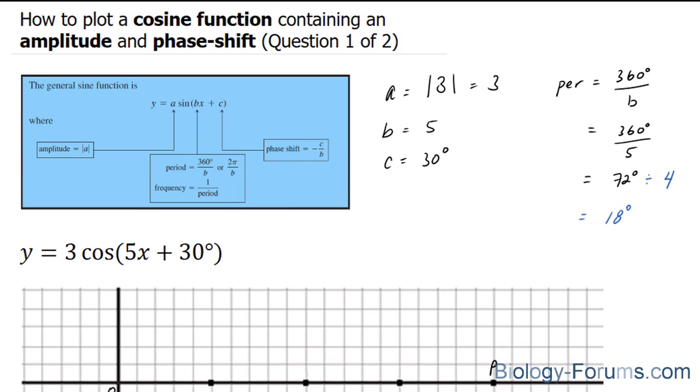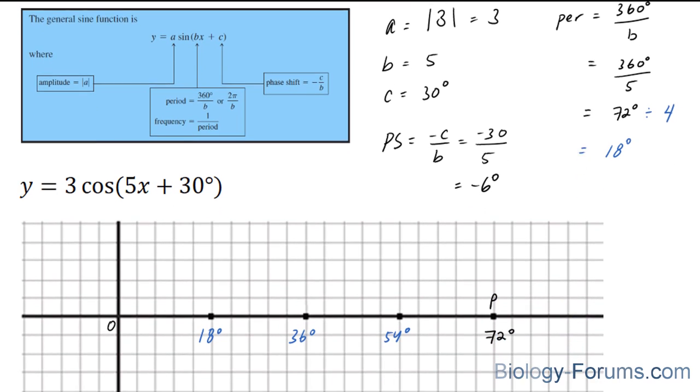The next thing that you have to do is you have to find out your phase shift. And your phase shift is found, and we're going to represent phase shift by PS, with your C and your B value. This is the formula for phase shift. Your C value is 30, and don't forget this negative. And your B value is 5. And if your phase shift is negative, that means you'll shift every point to the left, and if it's positive, you shift it to the right. If you divide these two numbers out, you get -6, which means that every point that you plot will be shifted 6 to the left.